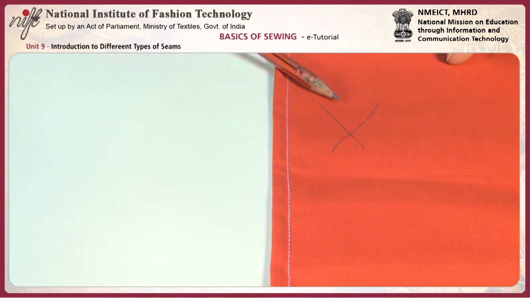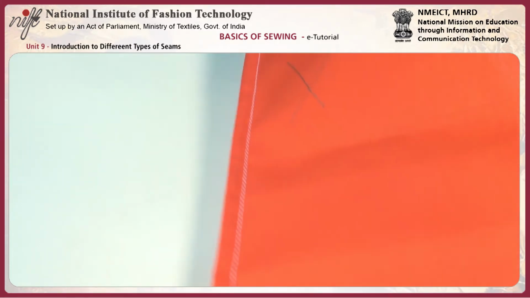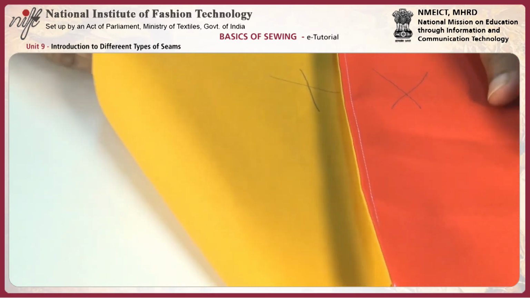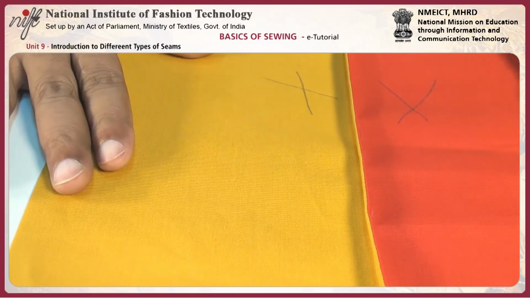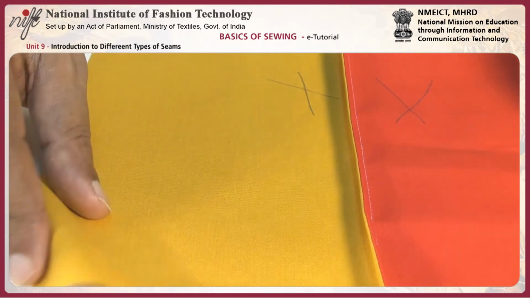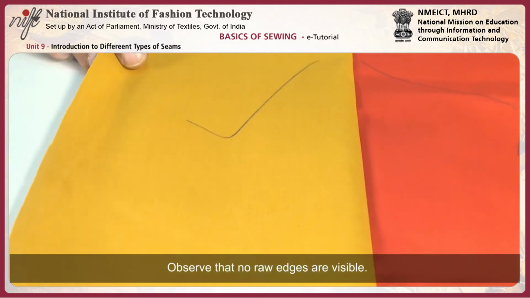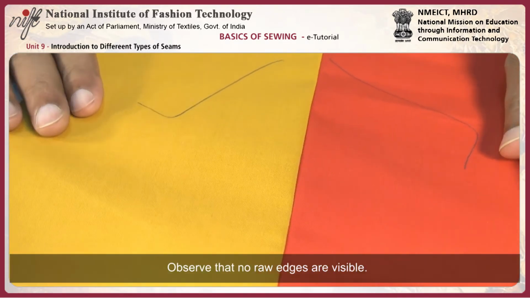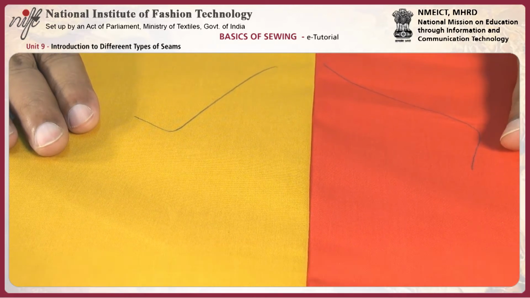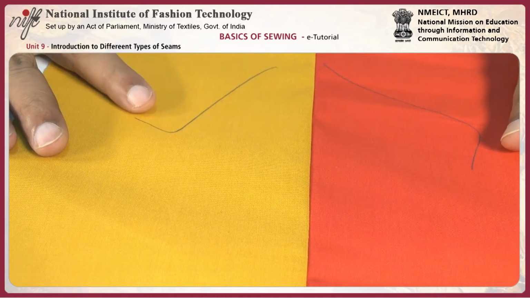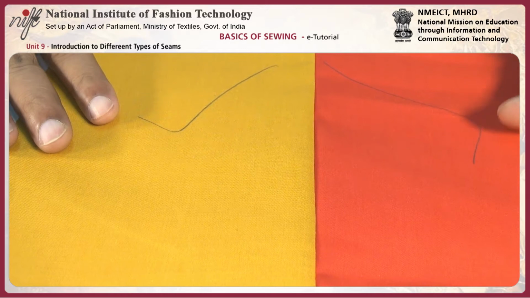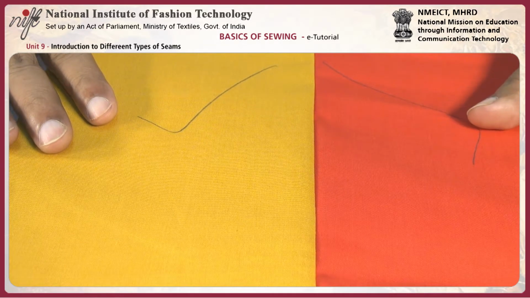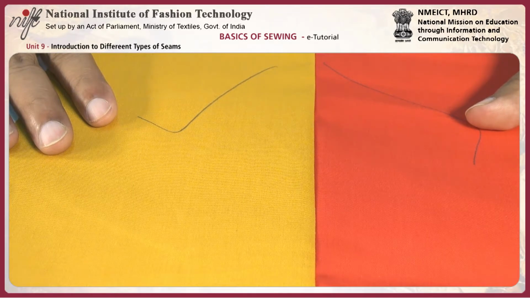This is the wrong side of the material. Open the ply. This is the wrong side of the exercise and the right side is here, and there are no raw edges visible. This kind of seam finish is mostly applied on sheer fabric, transparent fabric and lightweight fabric.